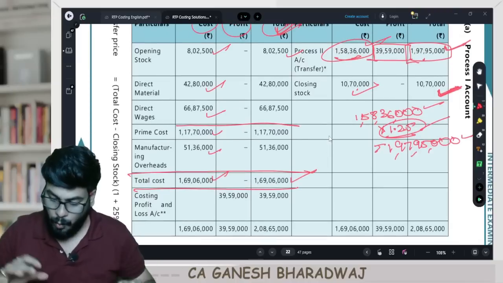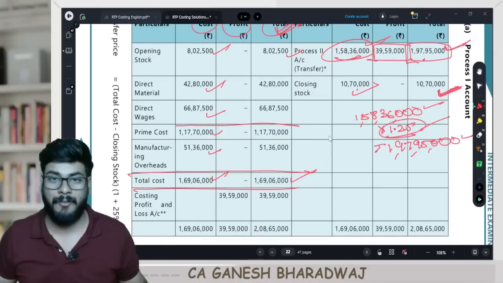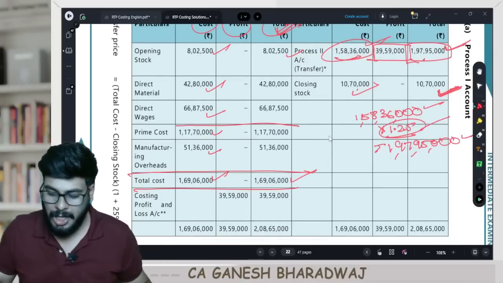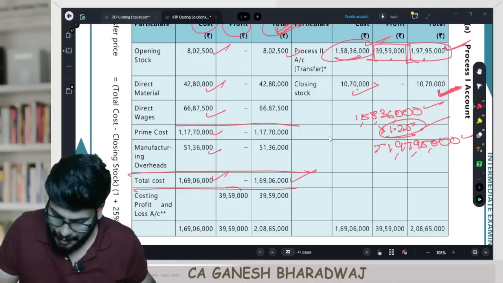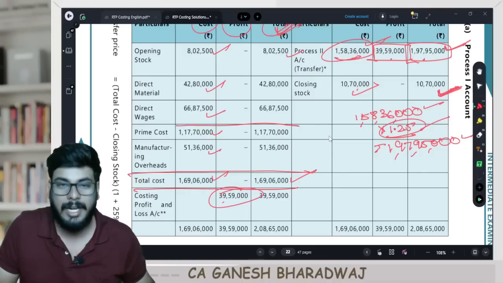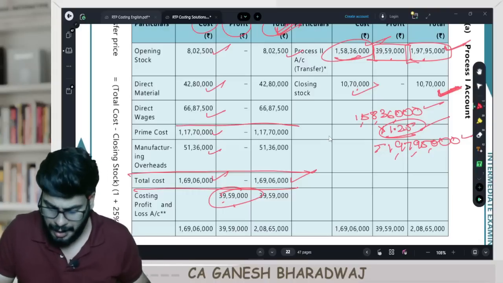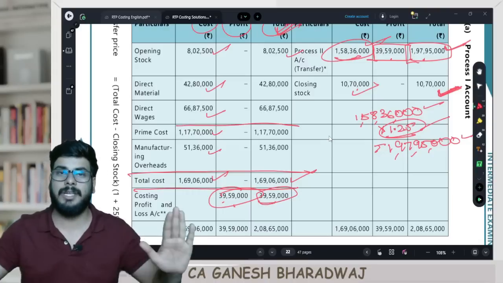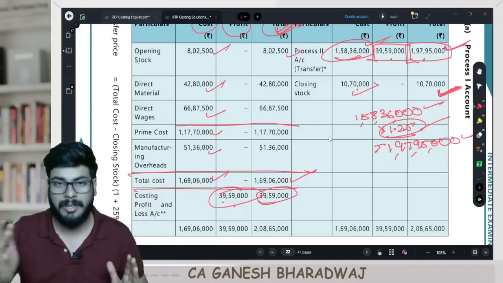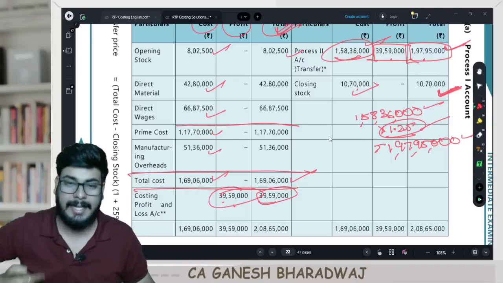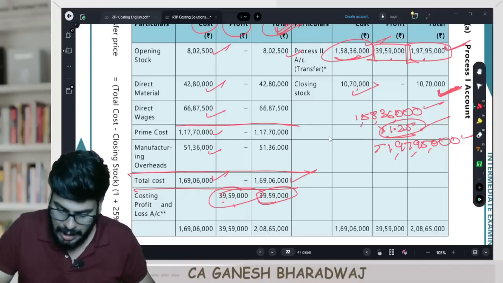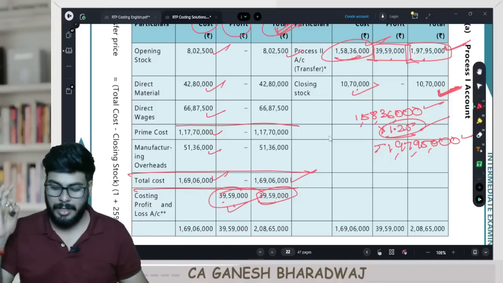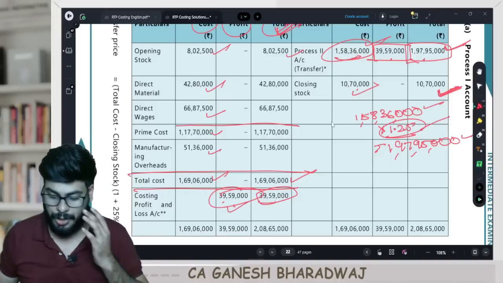Fine. So now, once you do this, what happens? There is a profit element that comes in here, right? So this profit is the balancing figure that comes in here. So 39,59,000 is going to be the profit. There is no cost pertaining to the profit, so this is going to be coming in your total column as well. And finally, this process account is going to be balanced. And I can say that out of the first process, the profit generated is going to be 39,59,000. Are you clear with this, guys?